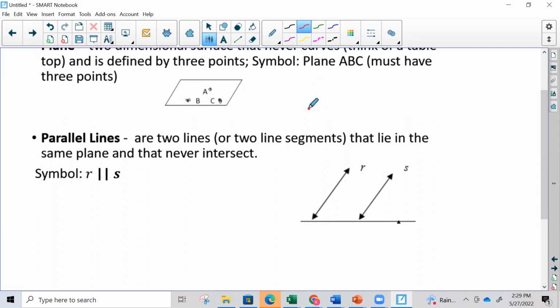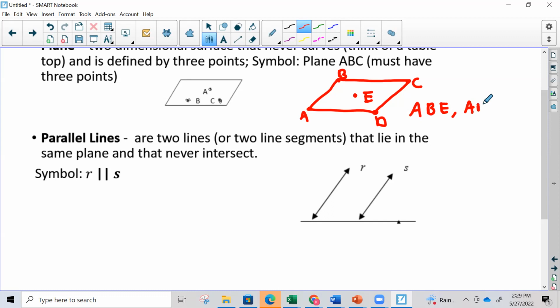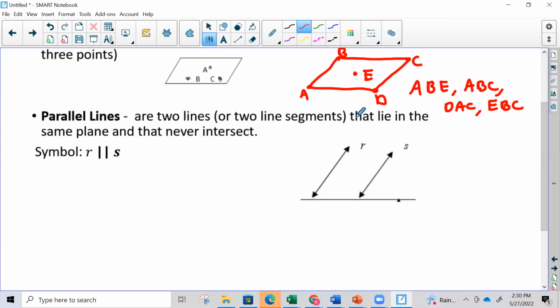So just for another example, if I have a plane like this, all of these points are on this plane. I could name it with any 3, or usually we use 3 or 4, so I could name it with 4. So this plane could be ABE. I could say ABC. I could say DAC. There's a lot of different combinations. I could say EBC. And the order, especially on this one, really doesn't matter.